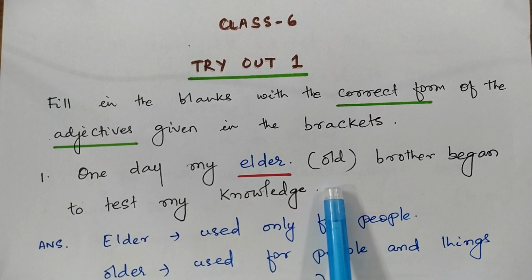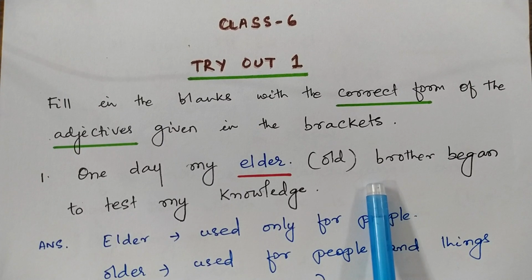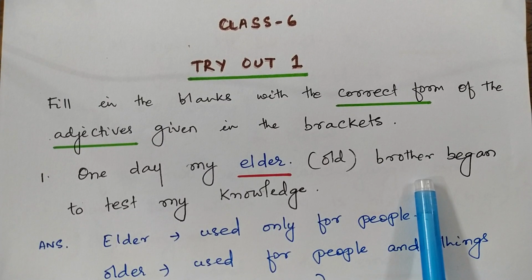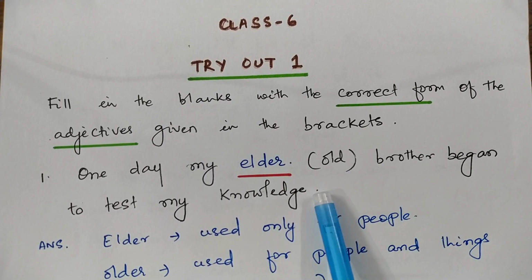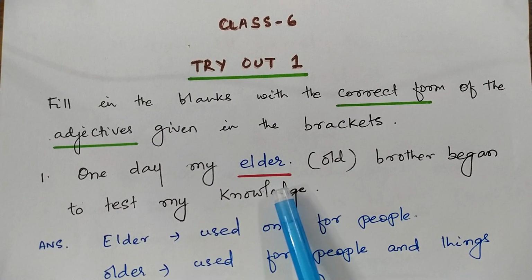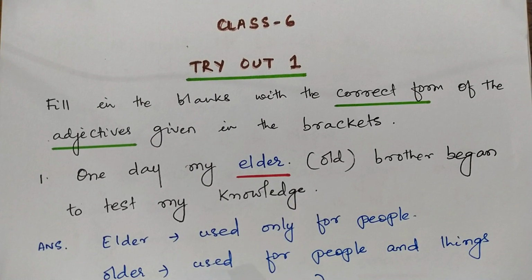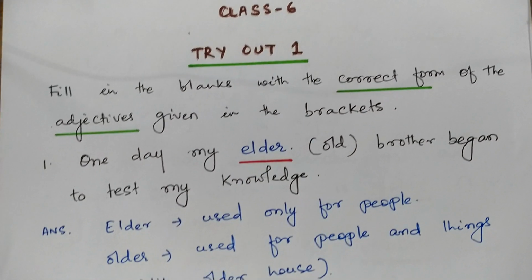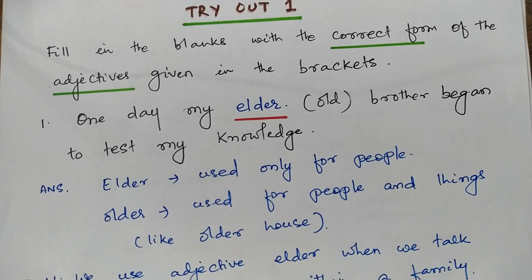Now we have to use the degree of comparison for old over here. Now children, as we know, old can be in the comparative degree elder or older, and in the superlative degree it can be eldest or oldest. But over here, how to know where to use elder and where to use older? Now elder is used only for people, and older is used for people and things, like older house or older building.